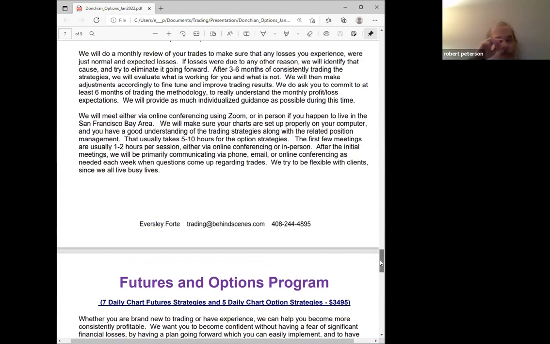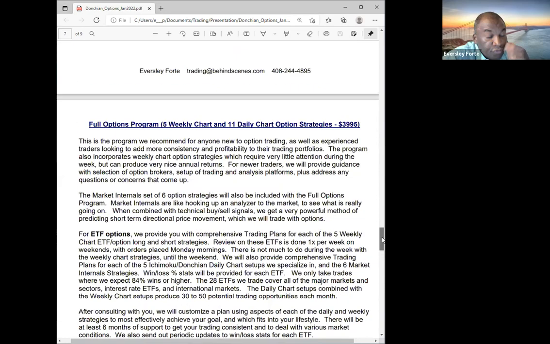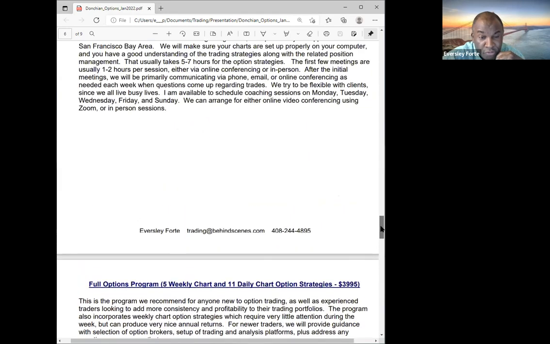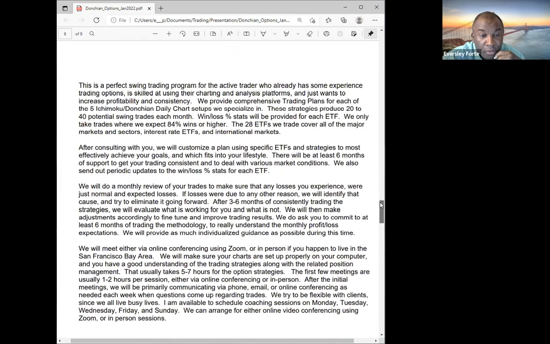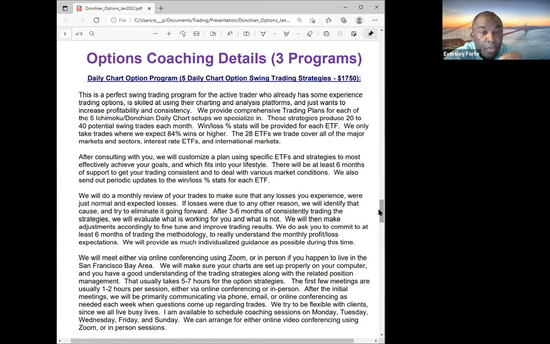Now, how big an account do I need? Whether it's futures or options, it would be good to have at least a 20-something to $30,000 account, that 20 to 30,000 neighborhood, to be comfortable. You can trade options with a smaller account.